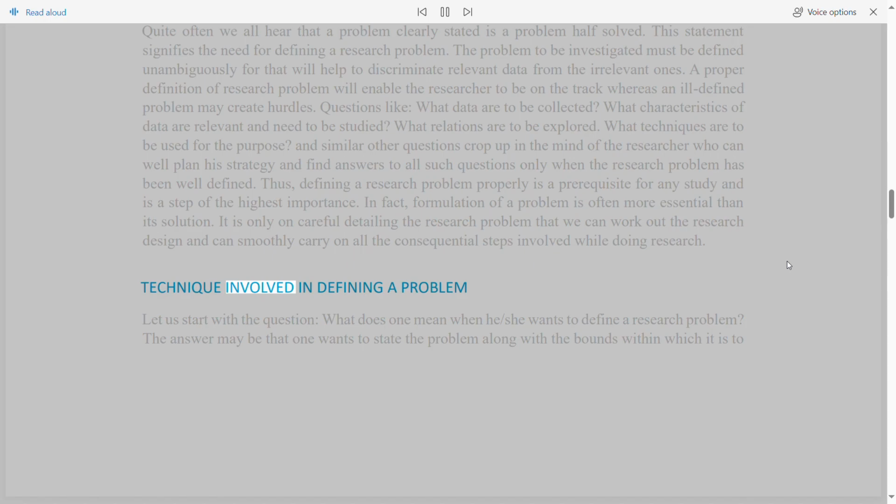Technique involved in defining a problem. Let us start with the question, what does one mean when he/she wants to define a research problem? The answer may be that one wants to state the problem along with the bounds within which it is to be studied.